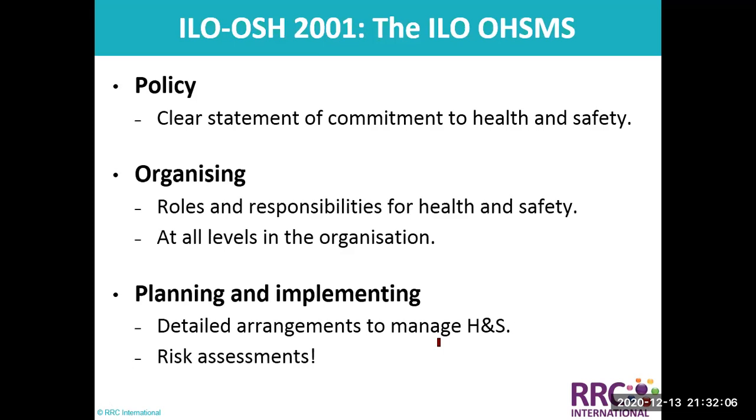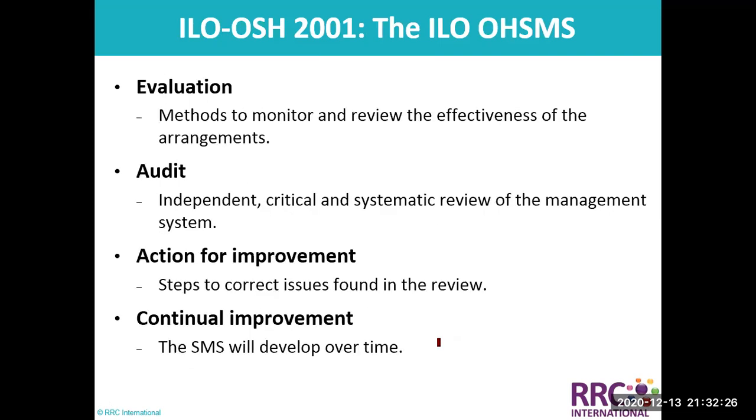Now, just a brief description of what I just talked about. Policy has to do with a clear statement of commitment to health and safety. Organizing is roles and responsibilities for health and safety at all levels in the organization. Planning and implementing is detailed arrangements to manage health and safety, risk assessment, and what have you. And then evaluation is the method to monitor and review the effectiveness of the arrangements that you have made, looking at accident investigation, lone working, and what have you. All those arrangements, how effective are they?